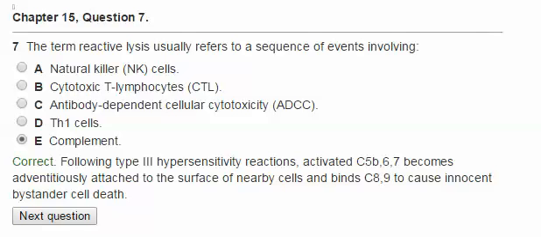Next, the term reactive lysis usually refers to a sequence of events involving A. Natural killer cells, B. Cytotoxic T lymphocytes, C. Antibody-dependent cellular cytotoxicity, D. Th1 cells, or E. Complement. And the answer is complement. Reactive lysis usually refers to a sequence of events involving complement. Following type 3 hypersensitivity reactions, activated C5b, 6 and 7 becomes adventitiously attached to the surface of nearby cells and binds C8 and C9 to cause innocent bystander cell death.